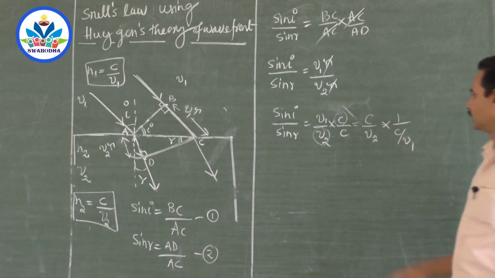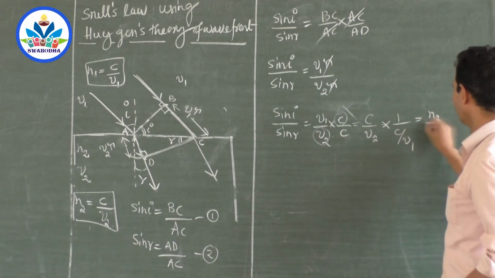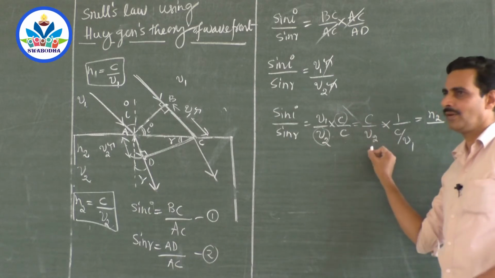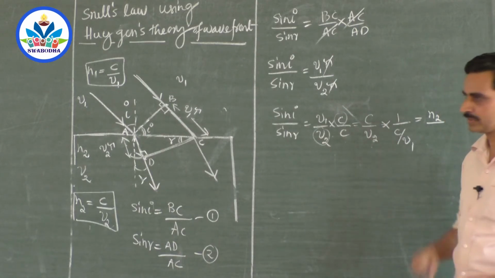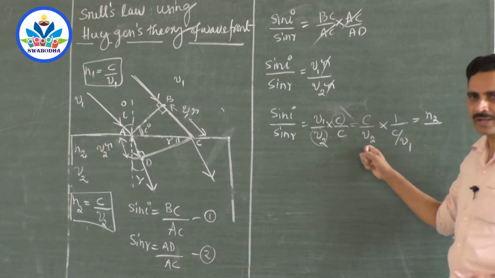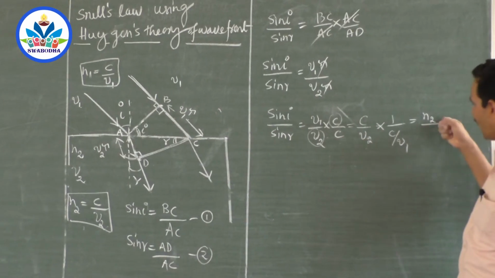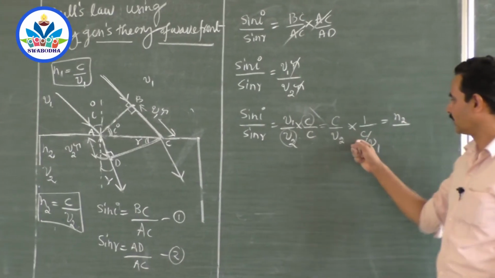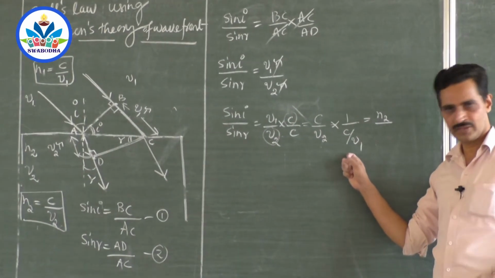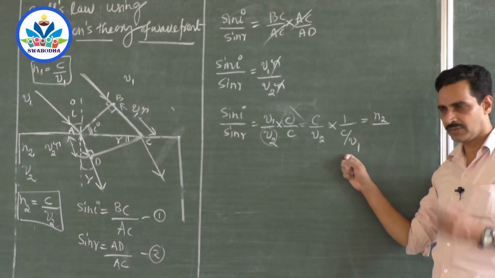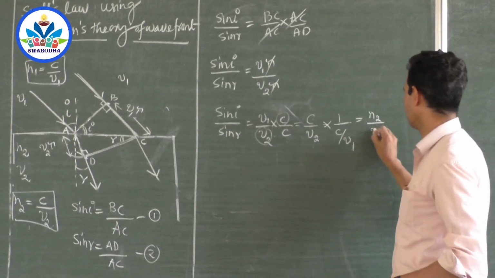Now what is C by V2? C by V2 is N2. It is the velocity of light in air divided by velocity of light in the second medium. Suppose the first medium is air, then it is the refractive index of the second medium with respect to air. What is C by V1? It is the velocity of light in air divided by velocity of light in the first medium. That is the refractive index of the first medium with respect to air. So shall I write it as N1?